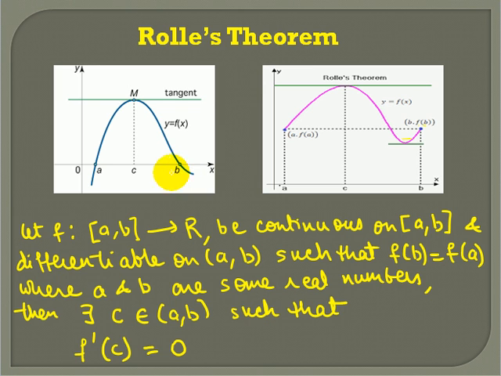The function has to be continuous in the closed interval. It should be differentiable in the given open interval. And if the values of the function at the endpoints are equal, then you will always be able to get at least one point within the open interval where the derivative of the function at that point will reduce to 0. In this case you can see there are two such points. Let us explore another case. It is possible that the values of the function at the endpoints are not equal. So let us explore that condition as well.